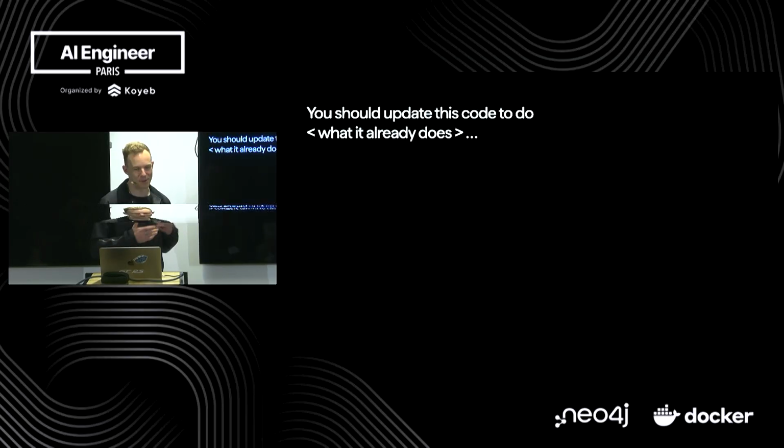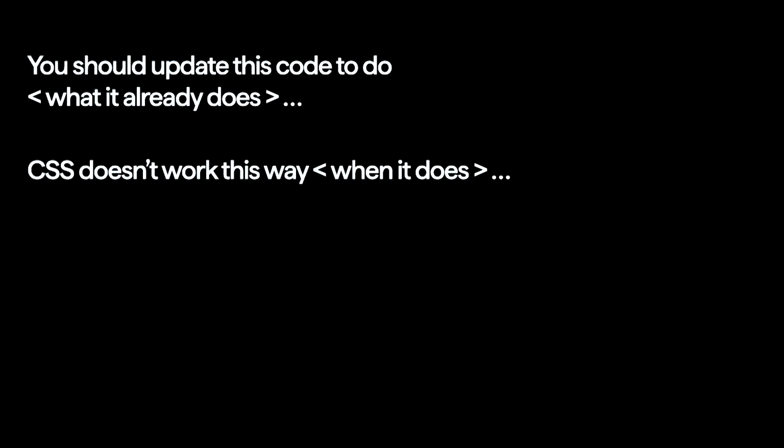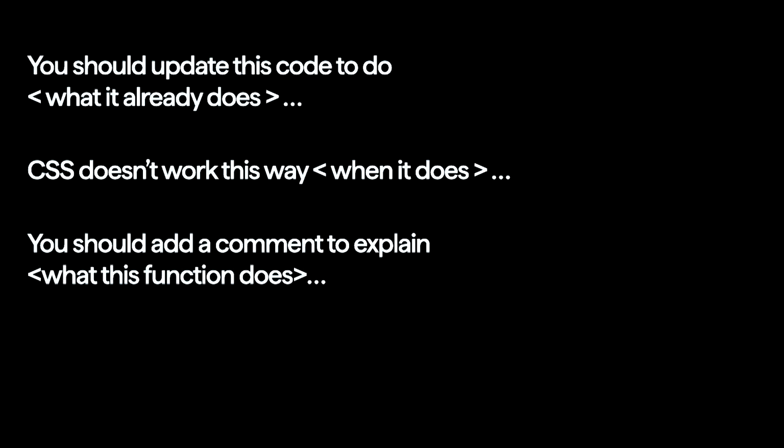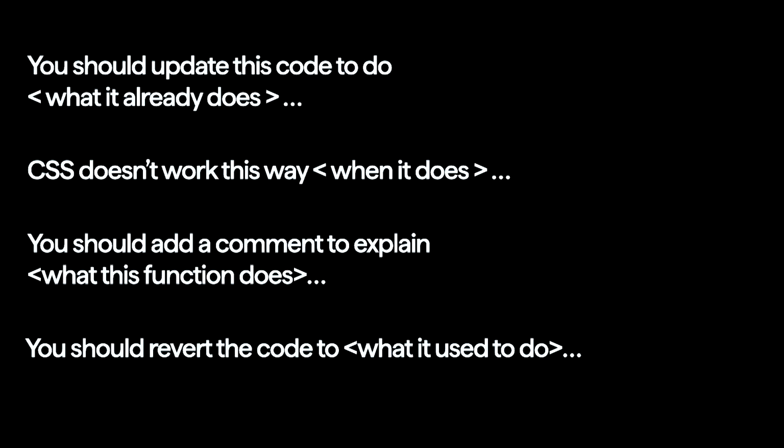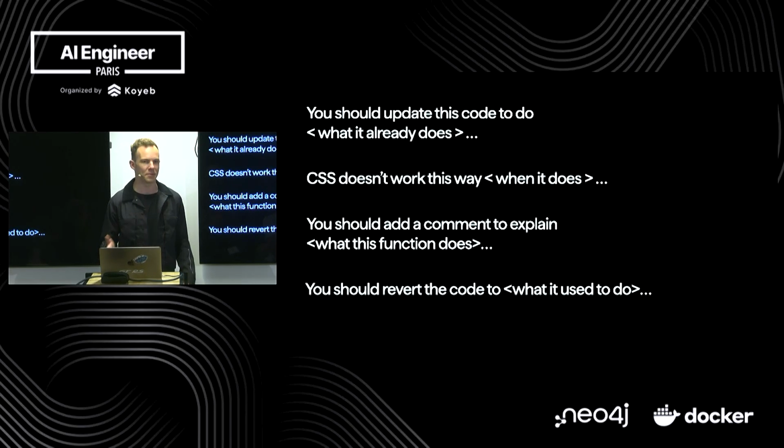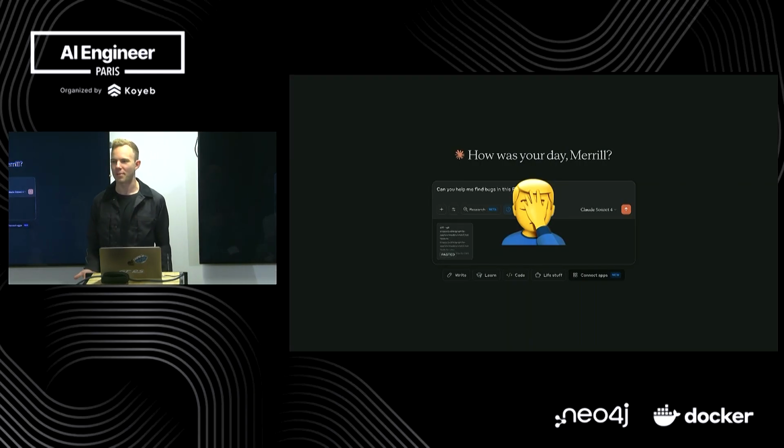First, you get things like, you should update this code to do what it already does. Or something like this, where it says CSS doesn't work this way, but it actually does. Or better yet, you should add a comment to explain what this function is doing. Or you should just revert the code to do what it used to do. And I think anyone, if you want to try this, this has been the case since Sonnet 3.5. You can try this right now if you have a git diff. Try it, put it in, see what happens. The result is really much more like if you just dropped an intern into your code base with no context and asked it to be helpful.